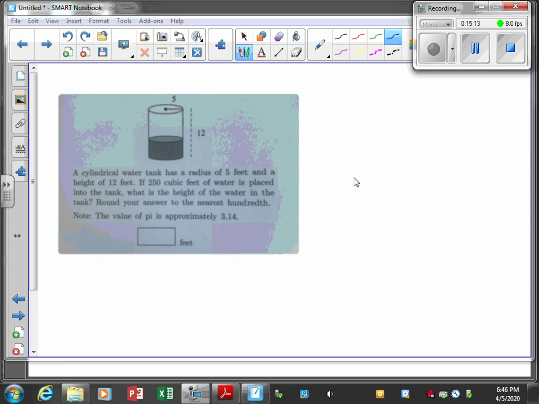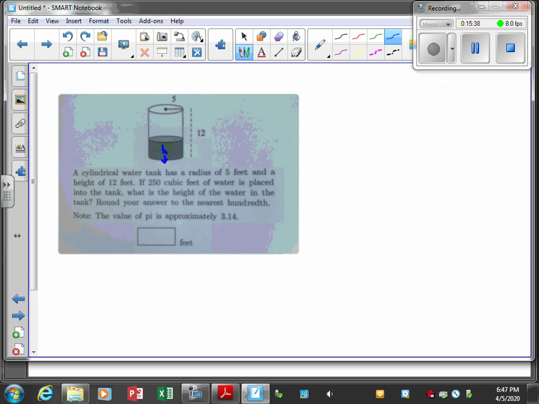Alright, you have a cylinder water tank, radius of 5, height of 12, all that's drawn on the picture. If 250 cubic feet of water is placed in it, what's the height of the water? So we want to know what is h of this part, not h of the entire thing. The entire cylinder height is 12. We want to know the height of the water right here, so from here to here.